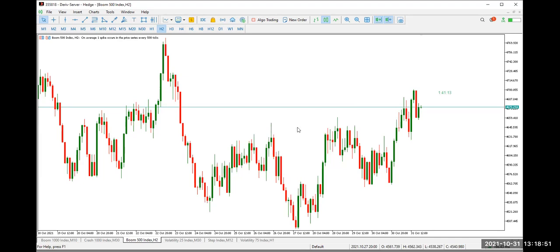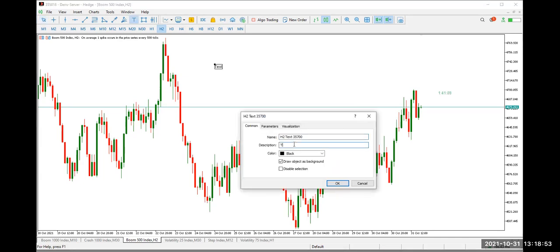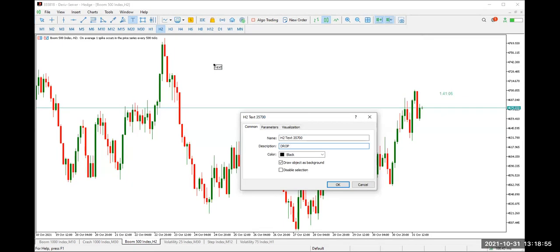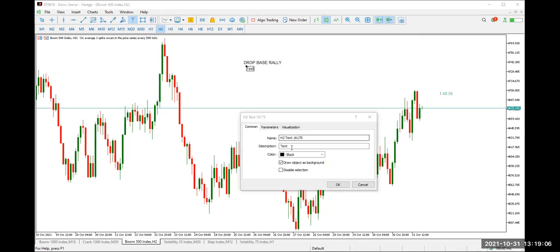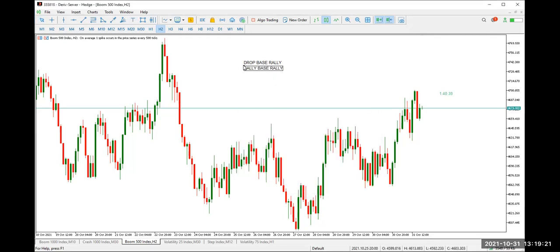So let us talk about the demand zone we're talking about today. We're talking about drop base rally, rally base rally, base rally.